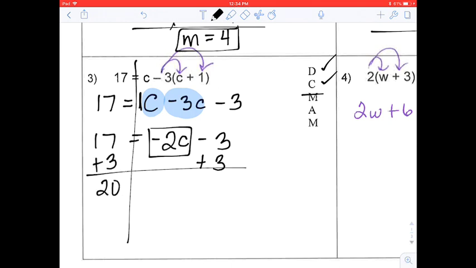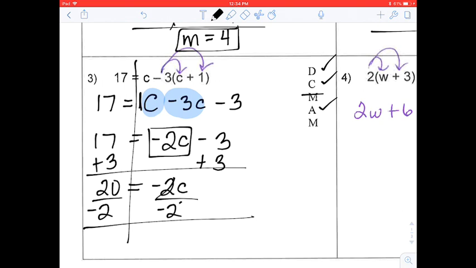So 20 equals -2c. We did our addition. Now I look at what's being multiplied. -2 times c. To get c by itself, I should get rid of that -2 by dividing both sides. So -10 equals c.